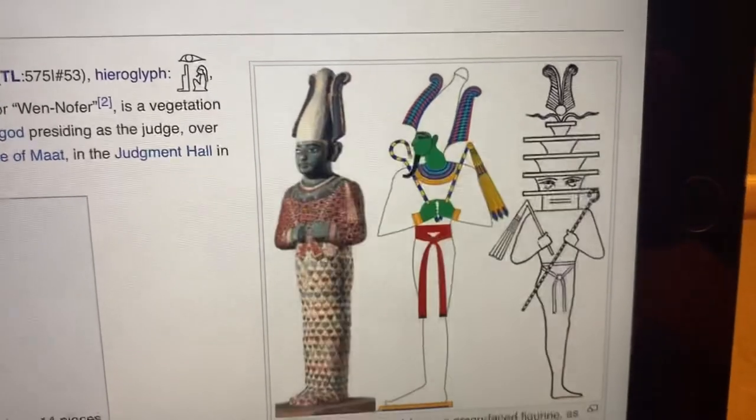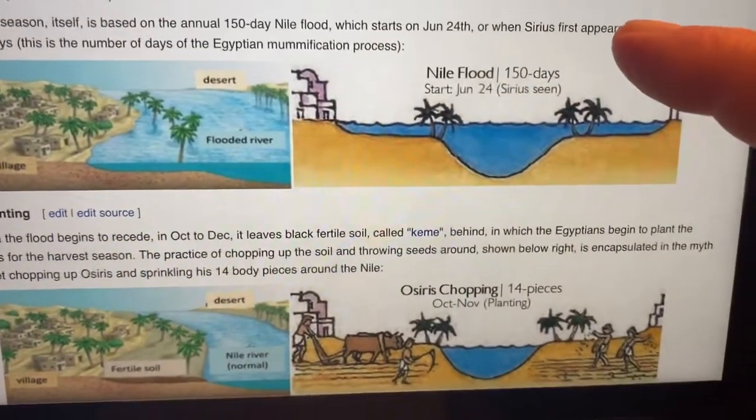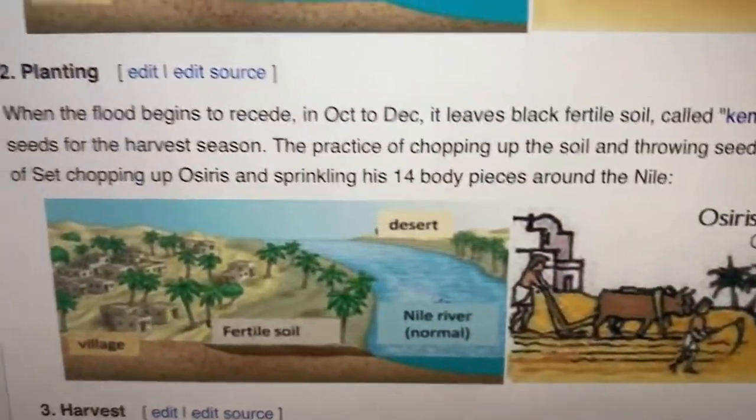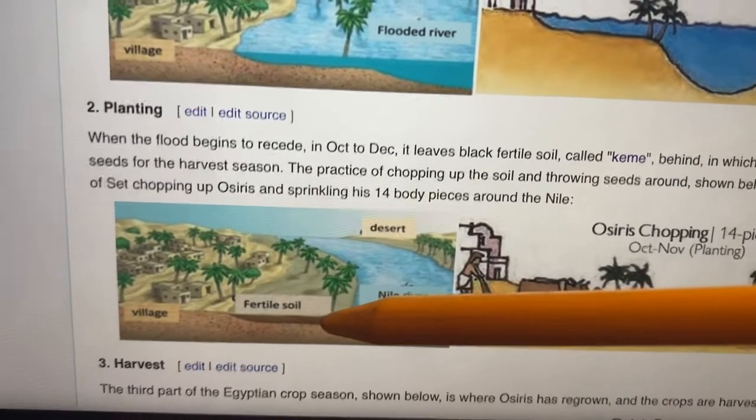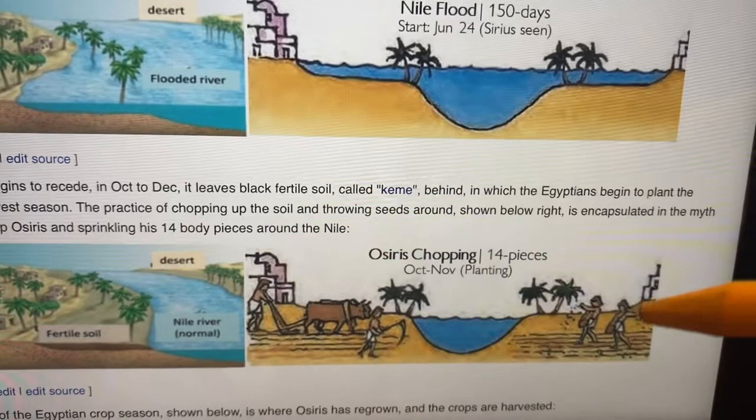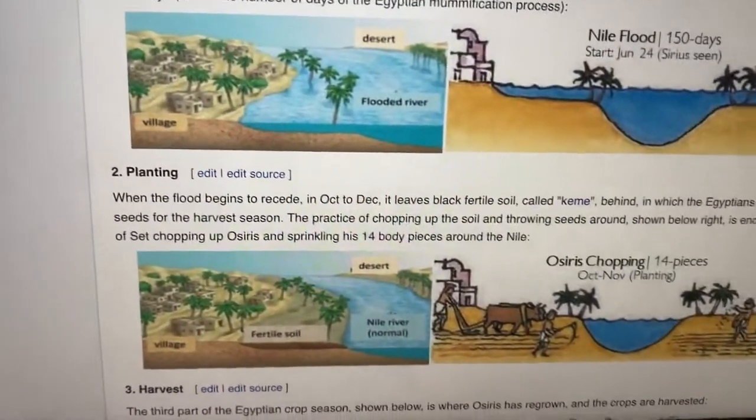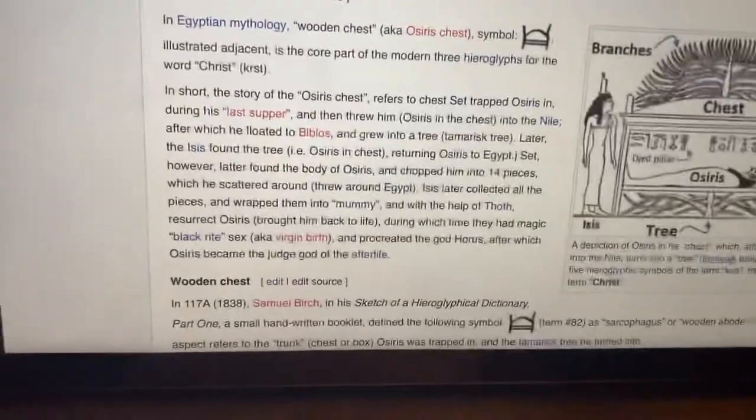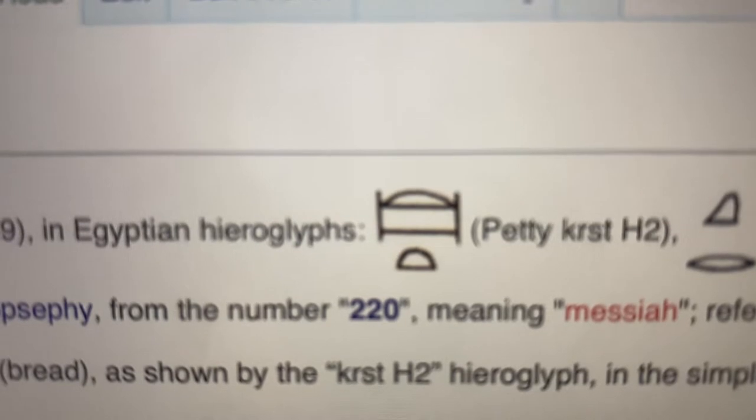So if we look at Osiris, we see he is green, and he's the god of flood, planting, and harvest. So first the Nile floods, and then it leaves behind Keem, which is the root word of chemistry. It's carried down by the Ethiopian floodlands. It's a fertile black soil. Egyptians plant their crops, and then the crops that grow are considered the body of Osiris, where the bread comes from. Thus the simplest hieroglyph for KRST is the Osiris chest, which turns into bread.